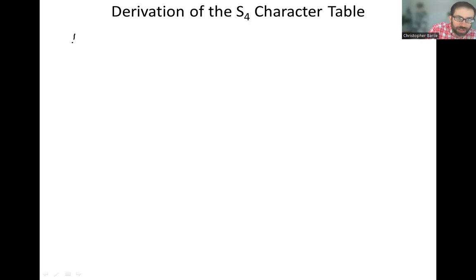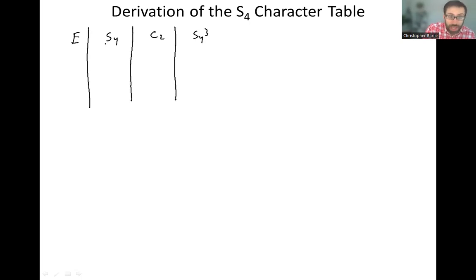So at the top of the character table, we put our different classes. And again, each operation in this case is in a unique class. So I have E, I have S4, we have the C2, the S4 twice, and the S4 3. And I dropped the hat notation because now we're talking technically about classes, although in this case, operations and classes are the same because there's only one operation in each class.